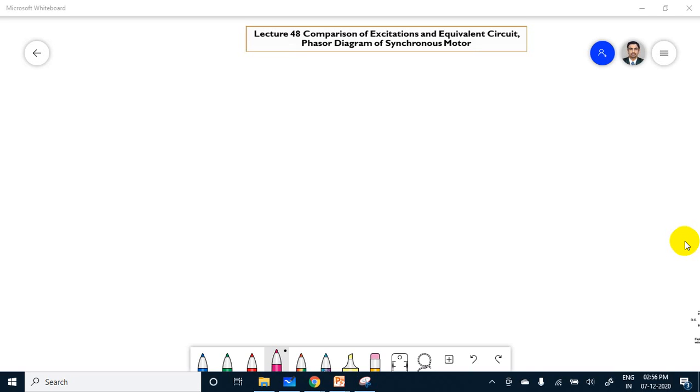We are going to see lecture number 48, comparison of excitations, equivalent circuit and phasor diagram of synchronous motor. Okay, comparison of excitations, first topic.